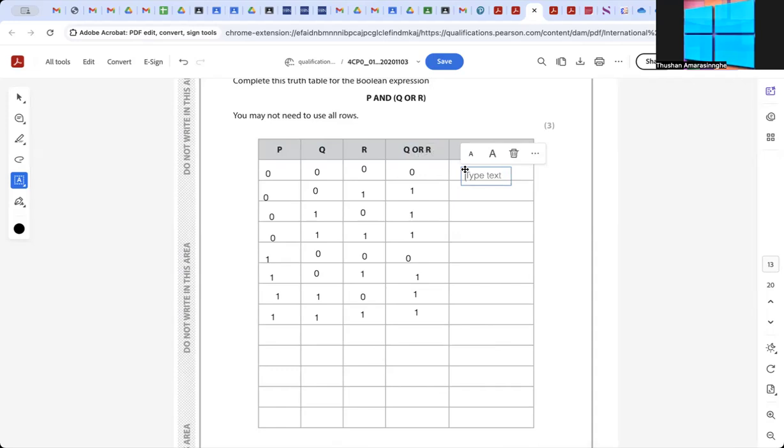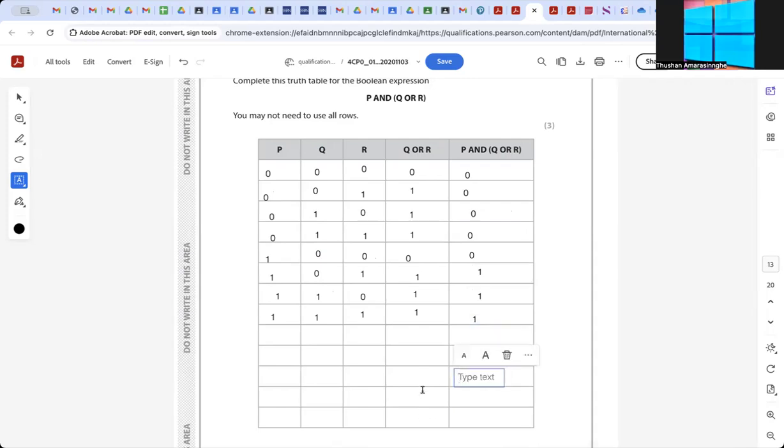So carefully do that. 0 times 0 is 0. We don't have to check that because the first four values are zeros for P. That means this is also 0. Why? Because we are doing the multiplication. Now carefully check. 1 times 0 is 0. 1 times 1 is 1. 1 times 1 is 1. 1 times 1 is 1.